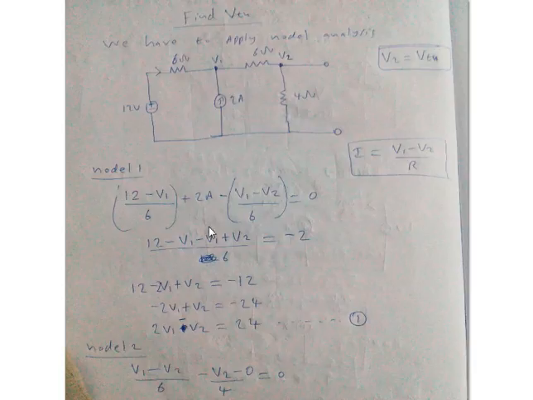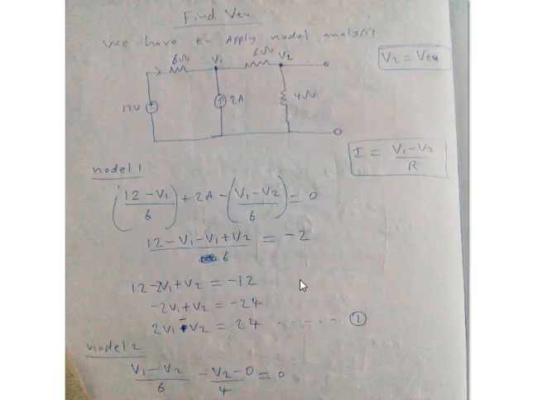Now the LCM of both these is 6. So 12 minus V1 plus V2 divided by 6. And we are taking this 2A to this side, so minus 2A. So here, 12 minus 2V1 plus V2 is equal to minus 12. The 6 we are taking to this side, so it will multiply. Now this 12, when it goes to this side, will become minus 12.